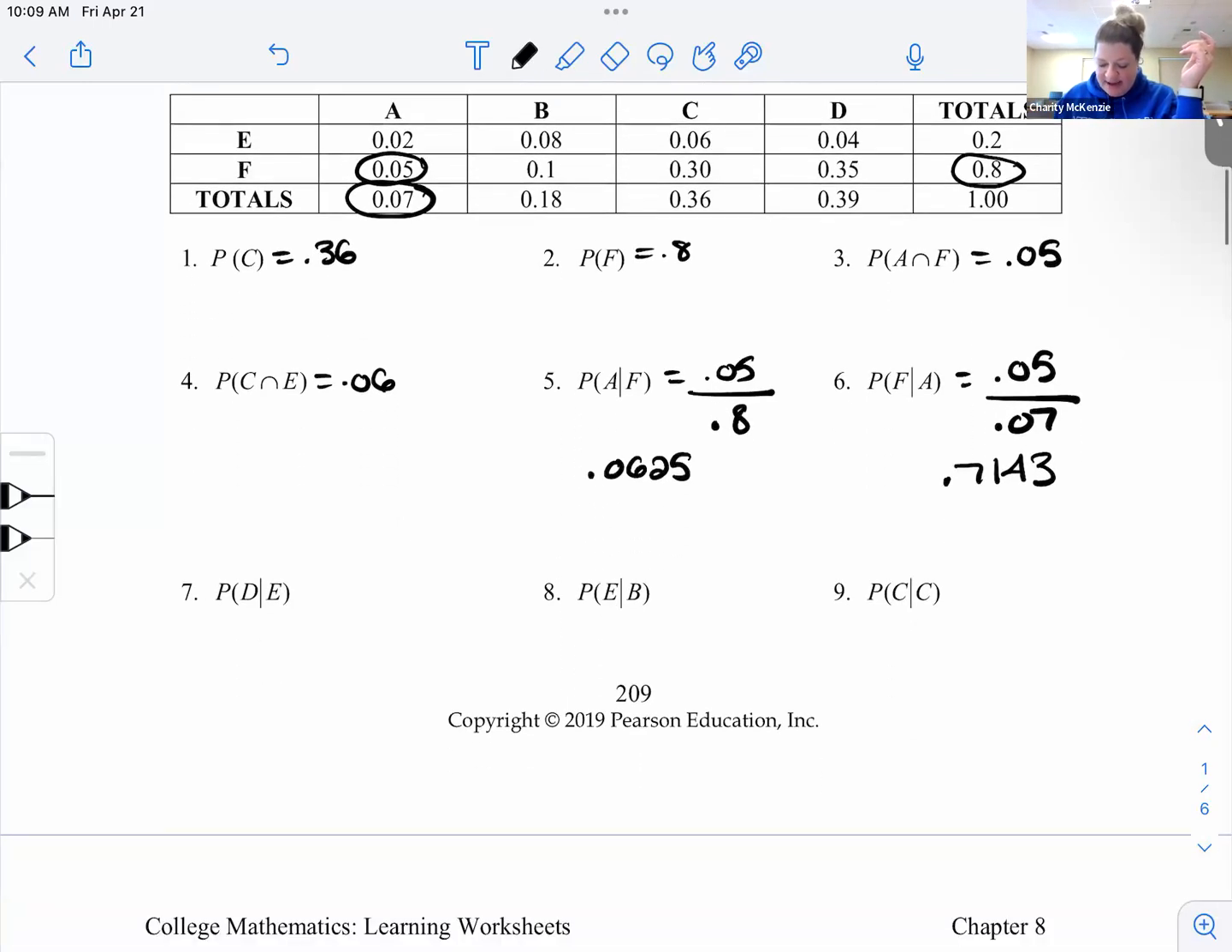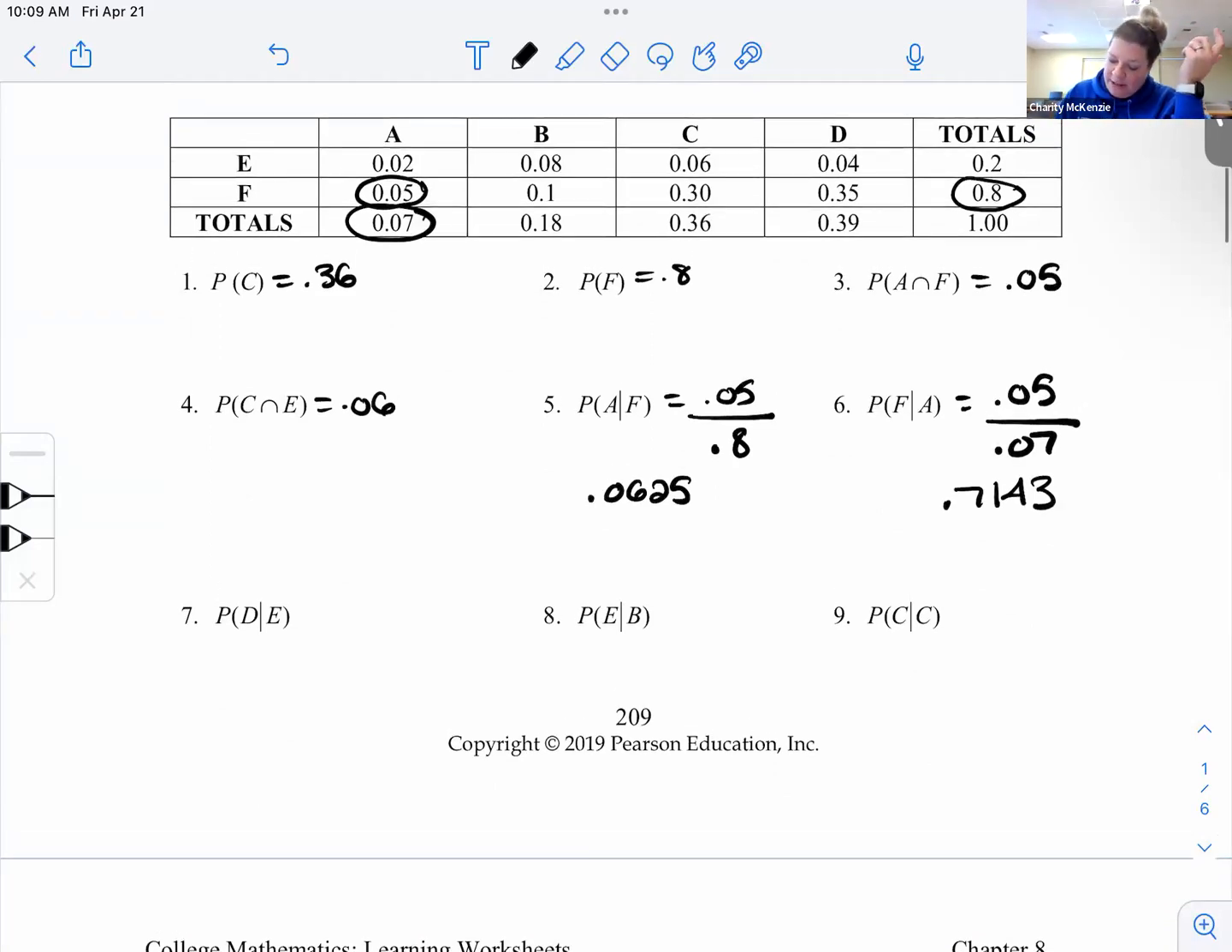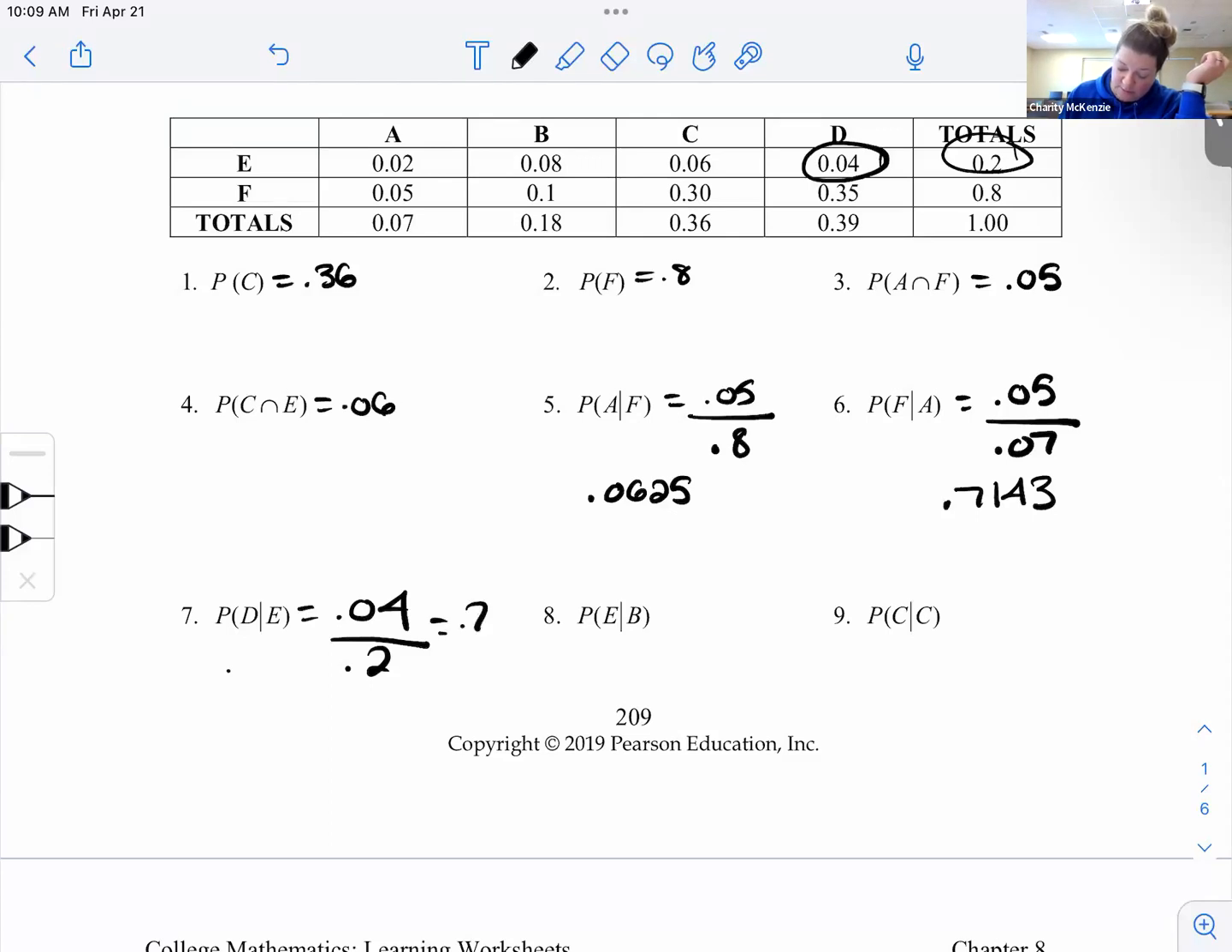Okay, so 7, D given E. All right, let me erase these ones here. So D given E, the probability of D given E, 0.04, where they both intersect, divided by E. Now I need the total for E, which is 0.2. So 0.04 divided by 0.2, and I got a total of 0.2. So the full answer is 0.2.